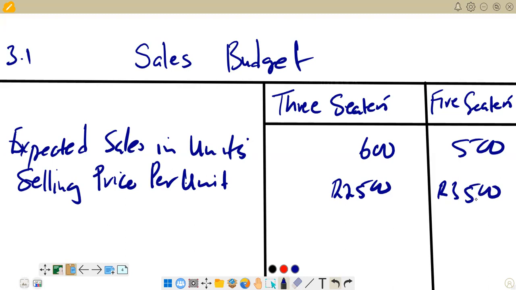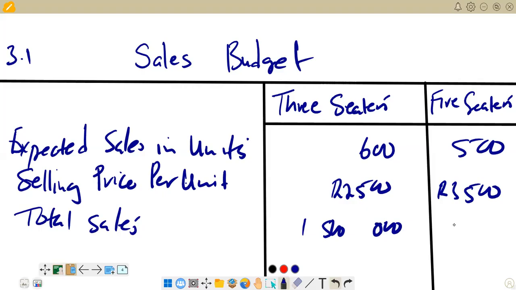So this is what we have. Then finally, we are supposed to have our total sales, whereby for our total sales, we are saying expected sales times selling price per unit. So here we are saying 600 times 2,500, then we get the value of the 3 seaters sales. If you multiply the two, we are supposed to get 1,500,000. Then we do the same to 5 seaters. We are now saying 500 times 3,500, then we get 1 million.